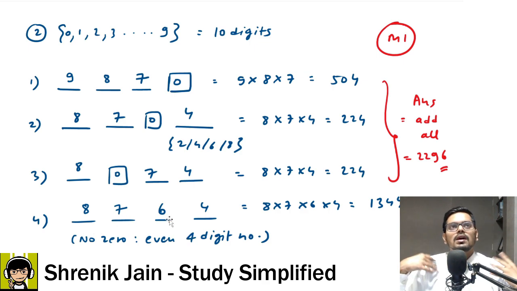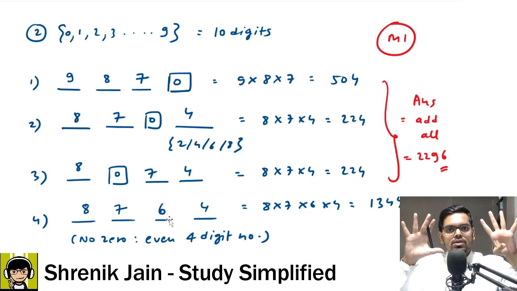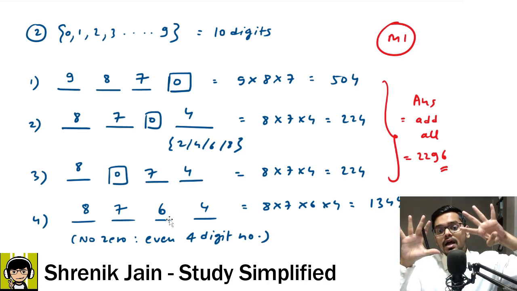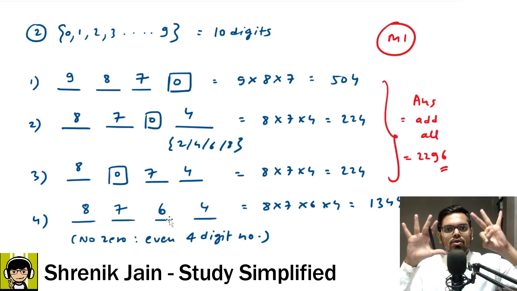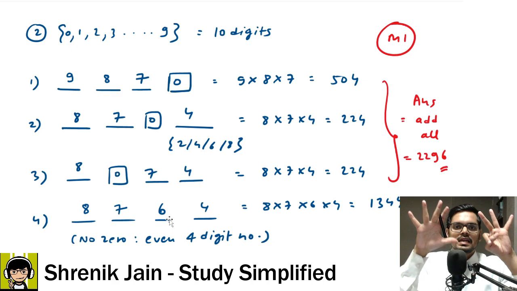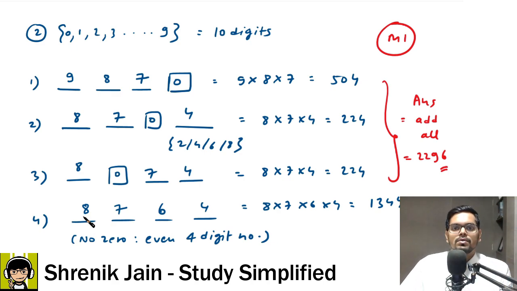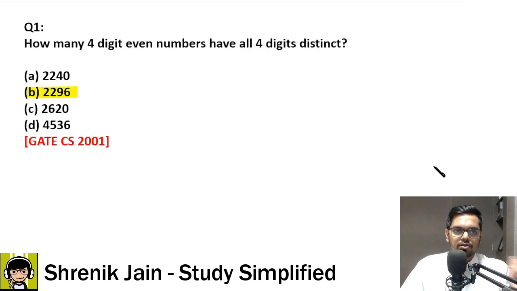Now you have to say out of 10 digits, 0 is gone and in the last blank 1 digit is gone. So out of 10, 8 are left. So for the first blank 8 possibilities, second would be 7, third would be 6. 8 into 7 into 6 into 4, because this is also having 4 possibilities, right? So the final answer is 1344. Add them all, you will get 2296, and that is the correct answer, which is option B.